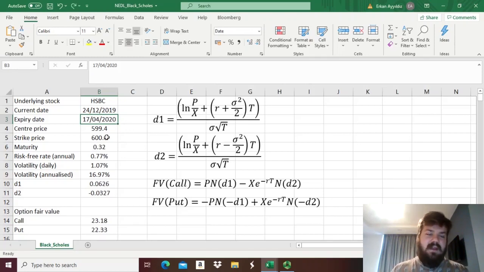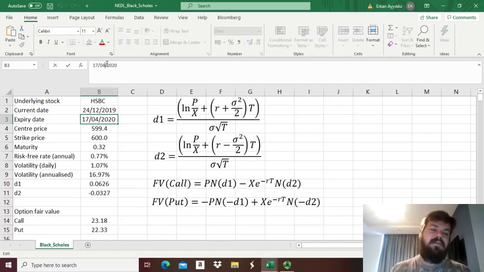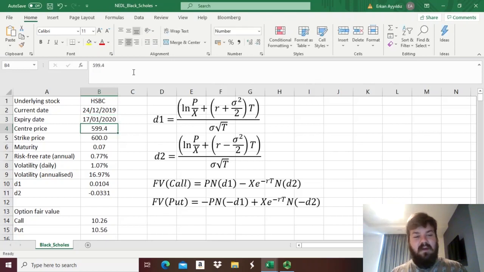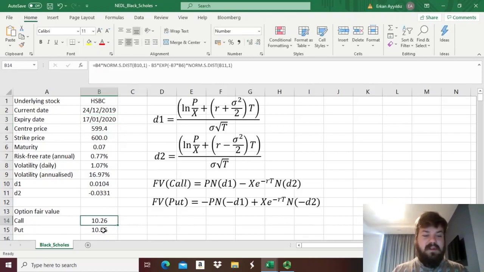Returning back to this case, let's figure out what would happen if we reduce the maturity. So our expiry date would be closer to the present day of 24th of December. So, for example, if it's 17th of January 2020, what would happen? Well, the fair values of both calls and puts would drop, naturally, reflecting the fact that shorter-term options are less valuable because less movement is likely to occur for the underlying share price.